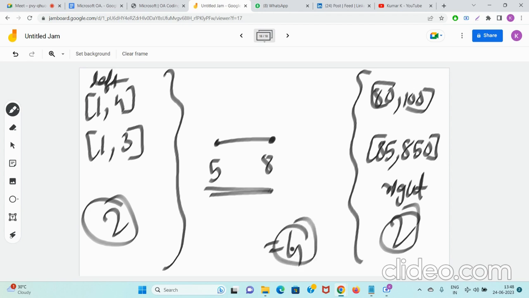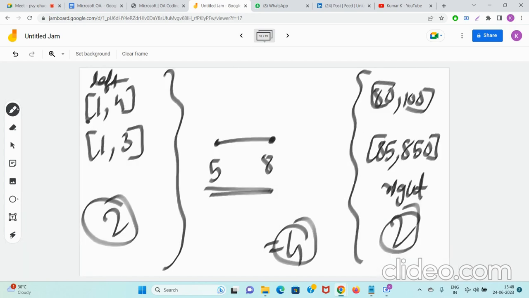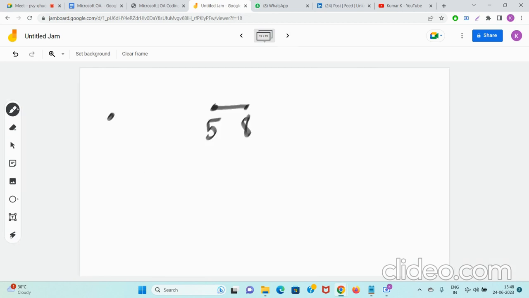This thing was taught to you by your first and fifth standard teacher. You multiply the number of ways. So how will these ways be four? I will explain. Way number one will be what? That you take 5 to 8 here, and on the left hand side you take 1 to 4, and on the right hand side you take 80 to 100. So guys, this is way number one, W1.